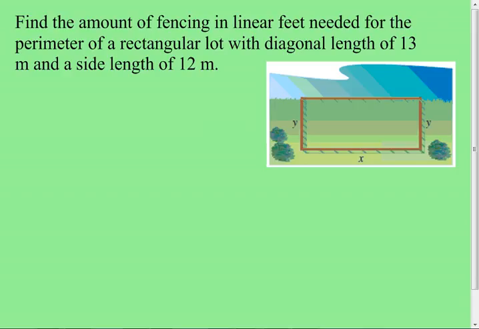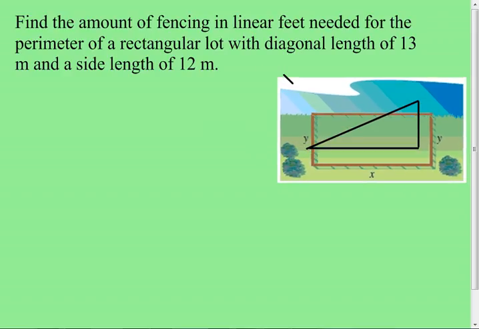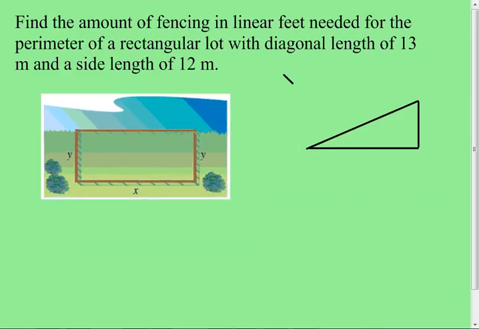Find the amount of fencing in linear feet needed for the perimeter of my rectangular lot with a diagonal of length 13 and a side of 12. Well, what do I need to draw in here? A diagonal. Put 13 on that. I'll just draw the whole triangle. The diagonal is 13. One of the sides is 12. I'll make it the bigger side.